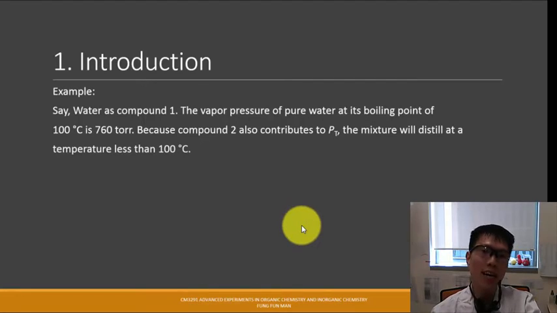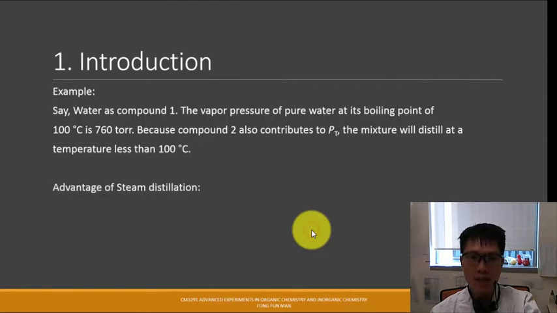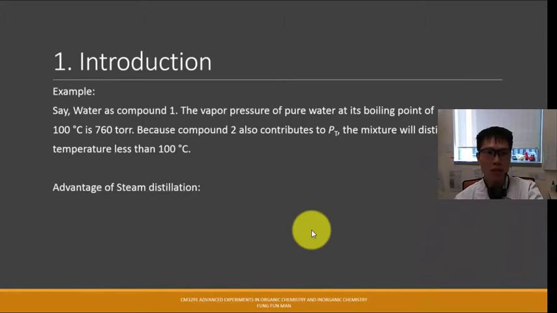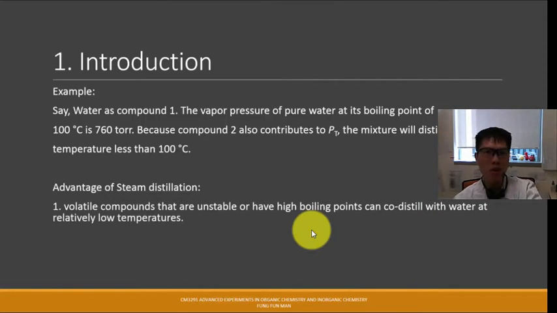Two of them especially I want to highlight. Number 1, the volatile compounds that are unstable or have a higher boiling point can co-distill with water at relatively low temperatures. This process avoids decomposition that might occur at the normal boiling point of the compound of interest. Basically, if I apply a lot of heat to this compound, it will just split into various other products that we do not want. But with this process, the heating is more gradual. It will first be converted into steam, the vapor phase, and then after that you can get back the original compound intact. You won't be decomposing it, breaking the covalent bonds.